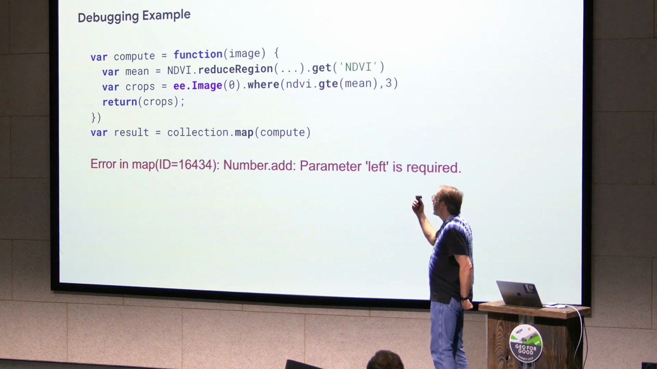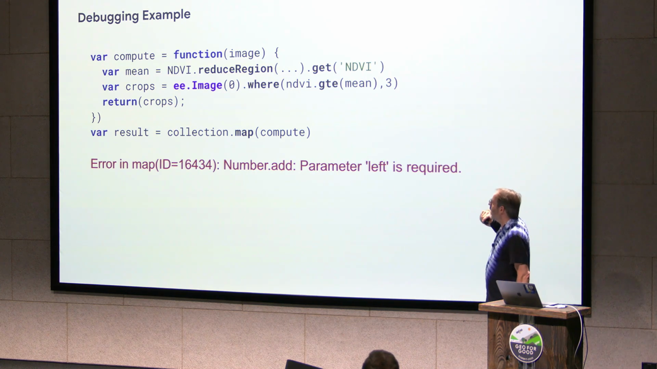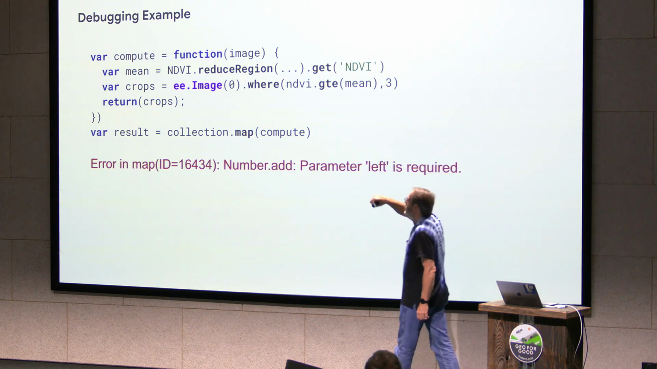OK, so a quick example. Often, you'll have a function. You'll be trying to map it over some collection.